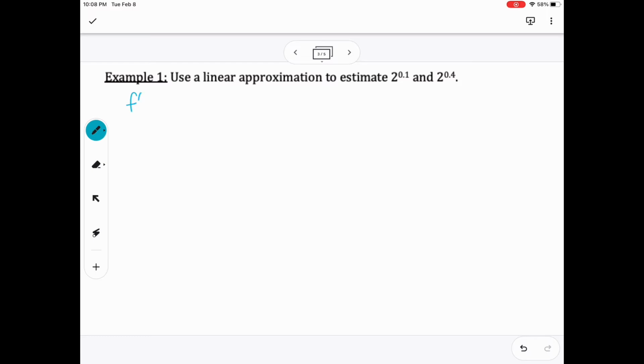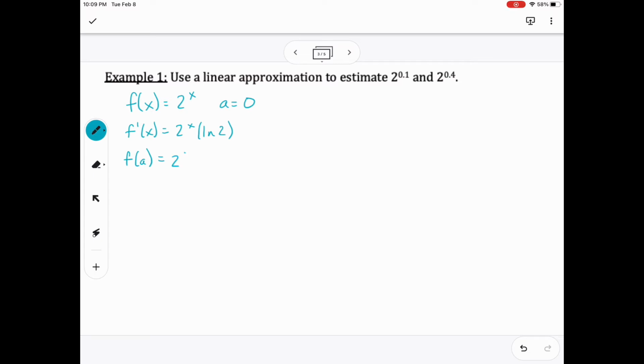For example 1, sometimes they give you expressions where you have to decide what the f of x is supposed to be. Since they want you to estimate 2 to the 0.1 power and 2 to the 0.4 power, our function should be 2 to the x. Your a value is always going to be close to those values, and a value we already know. If I plug in a being 0, that's very close to 0.1 and 0.4, and I definitely know what 2 to the 0 power is.